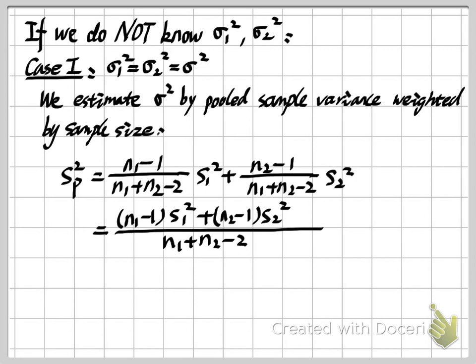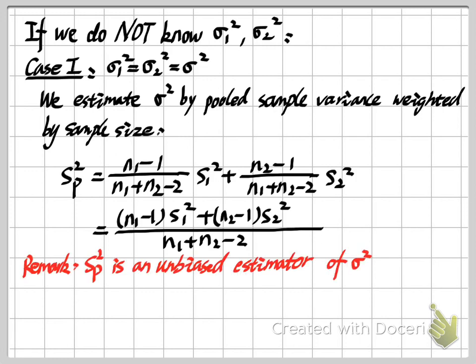Because this is the first time we use this pooled sample variance, I want to talk a little more about S squared P. In fact, we can show that S P squared is an unbiased estimator of sigma squared. I write this down here as a remark; I always use the red color for remarks. So why is this an unbiased estimator? We already taught what an unbiased estimator is.